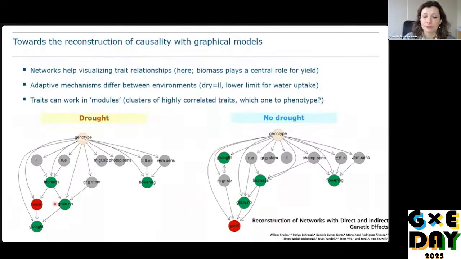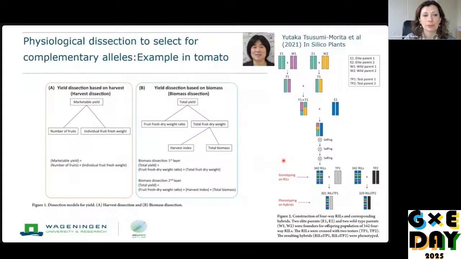And we see that the traits that are relevant for yield differ. In the dry conditions, we have the water uptake capacity of the plant that is driving biomass, and biomass is driving yield. And when we don't have drought, we have radiation use efficiency that drives biomass. And the water uptake capacity is not so relevant because there is always enough water, so it doesn't matter how efficient the genotype is. So that can help us prioritizing traits for each of the environments.